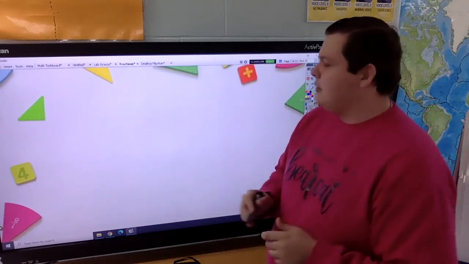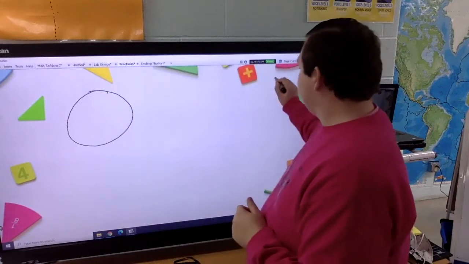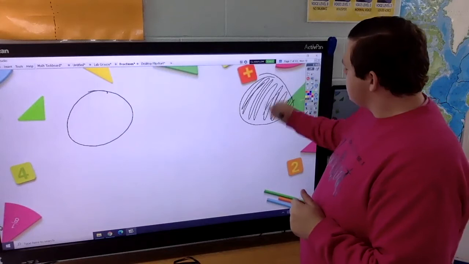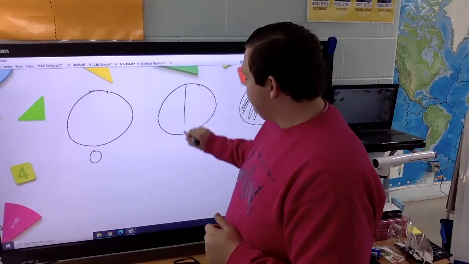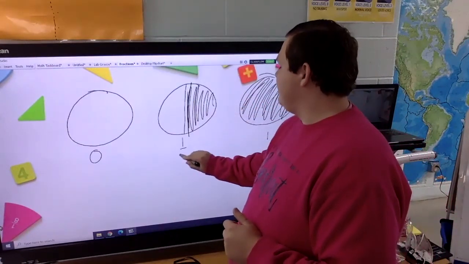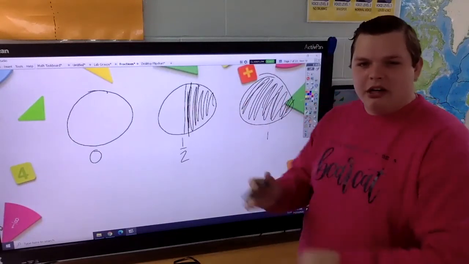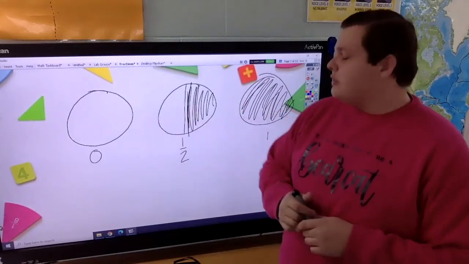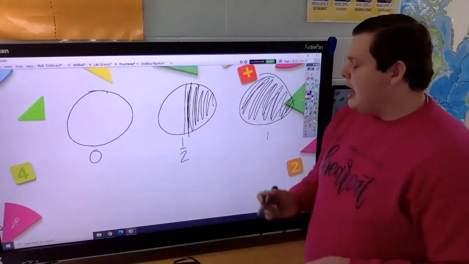Okay, so circle model. This is 0. This colored in all the way is 1. This one in the middle, I'm splitting into 2 parts. I'm coloring half of it. That is 1/2. Okay, I have half of it colored in, exactly in the middle. This one I have a full one. This one I have none. So benchmark fractions and circles kind of follow the same thing as a number line.